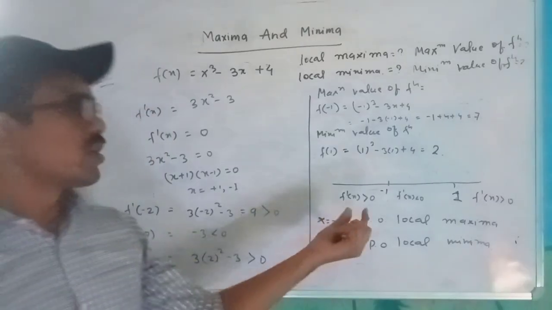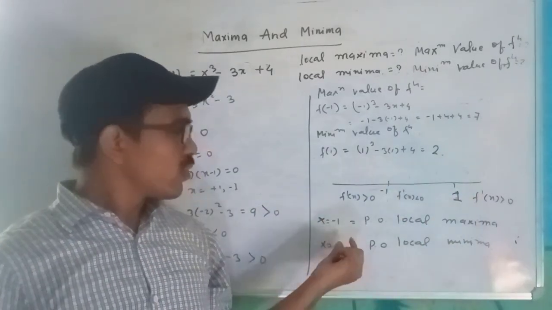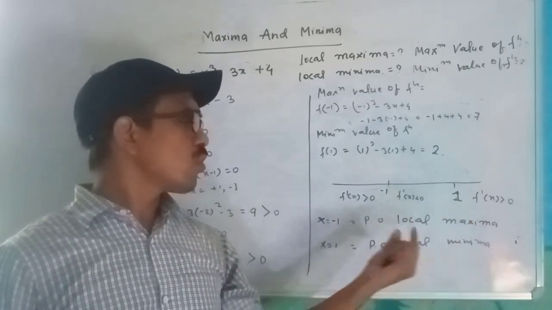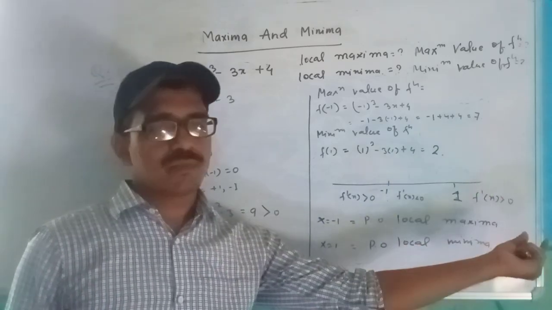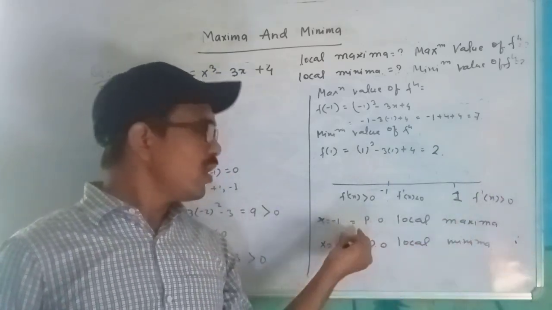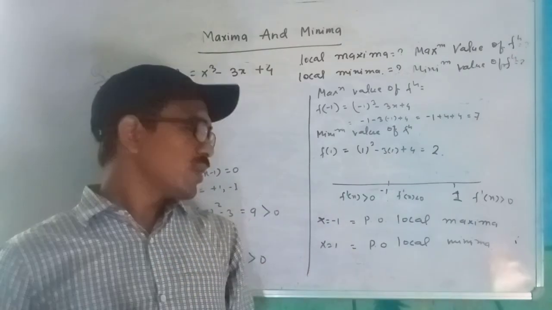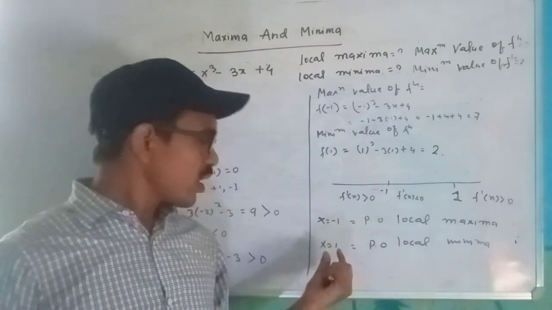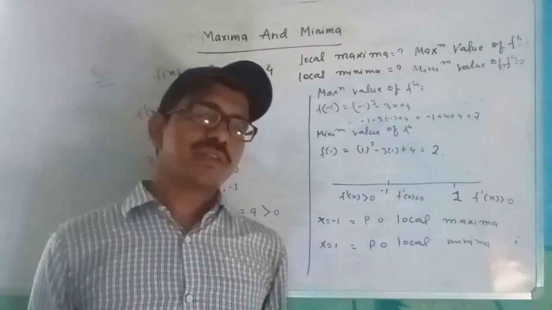So we have only two critical points, one is minus 1 and one is 1, right? At minus 1 it is a point of local maximum and the function attains its maximum value, and at x is equal to 1 it is a point of local minimum and the function attains its minimum value, right?